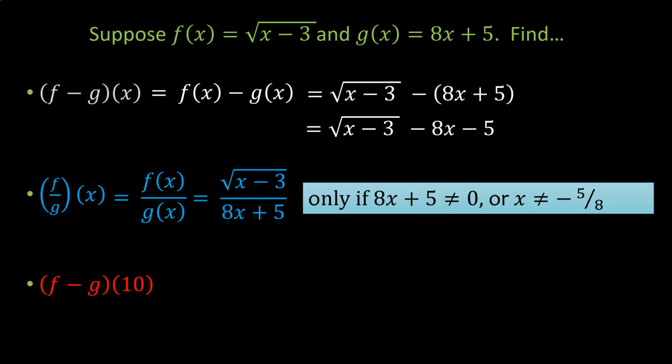F minus g of 10 is going to be f of 10 minus g of 10. Plug in 10 for the function f of x. We get square root of 7. Plug 10 into the function g of x. We get 85. So the answer is square root of 7 minus 85.